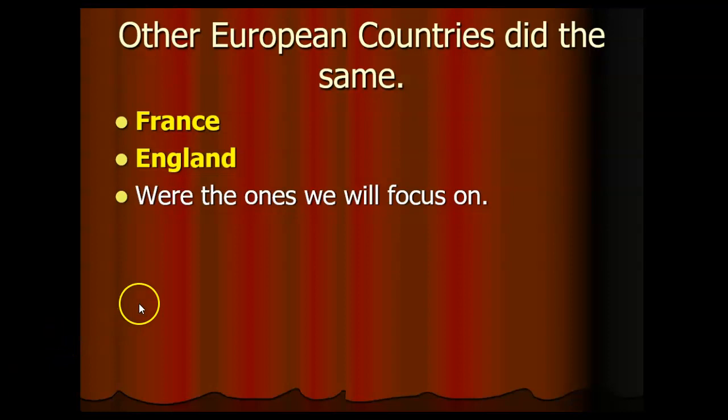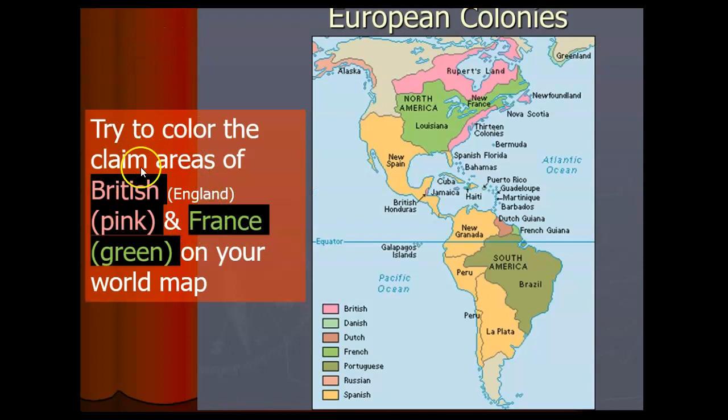So what I'd like you to do now is try to add the French area and then the English area onto your map that already contains the Spanish area. Try to color the British claimed areas in a pink color, as you can see. They kind of mirror along the eastern seaboard, running down to the Spanish claim.